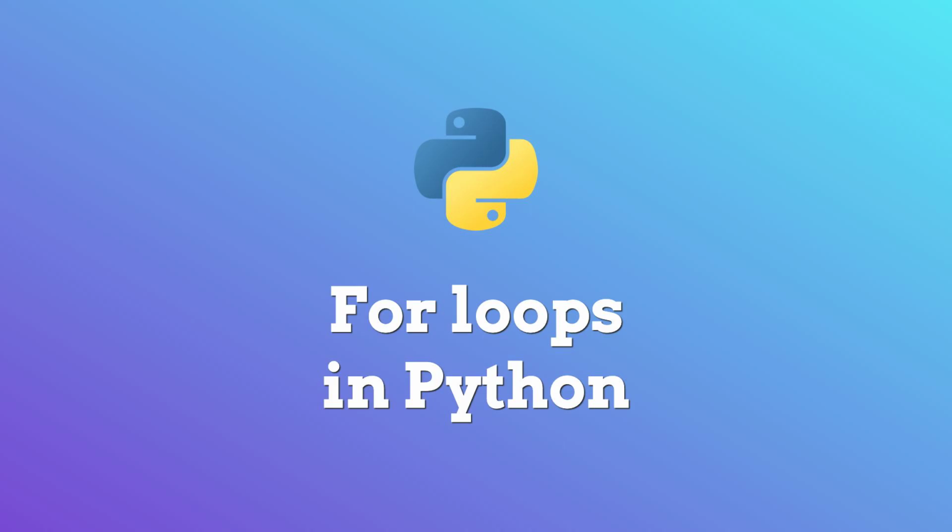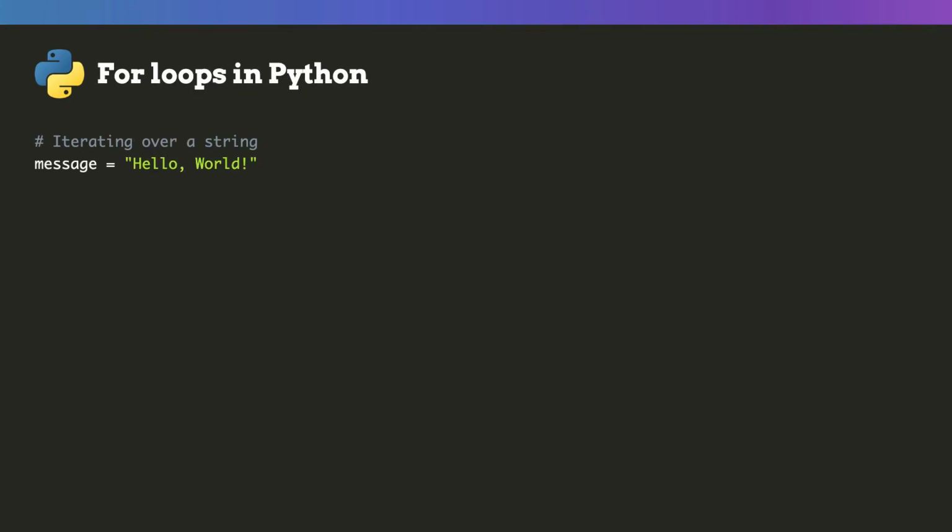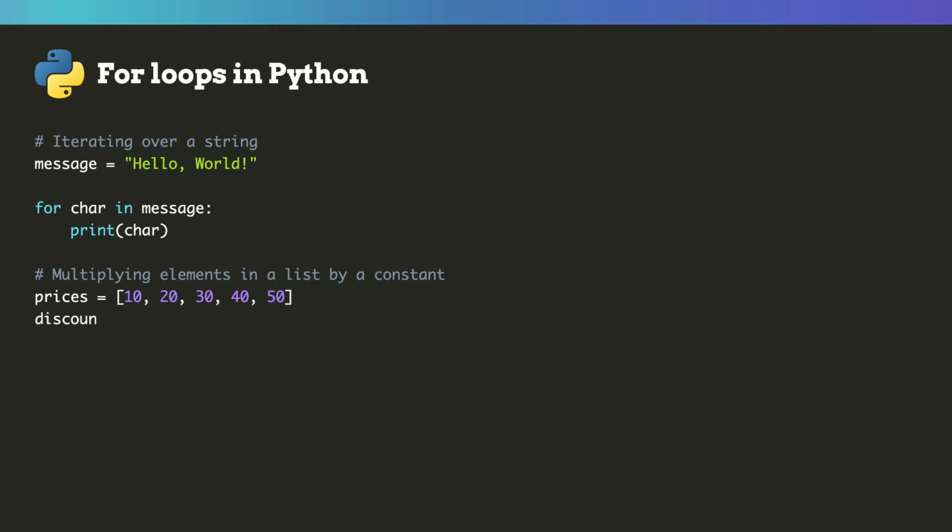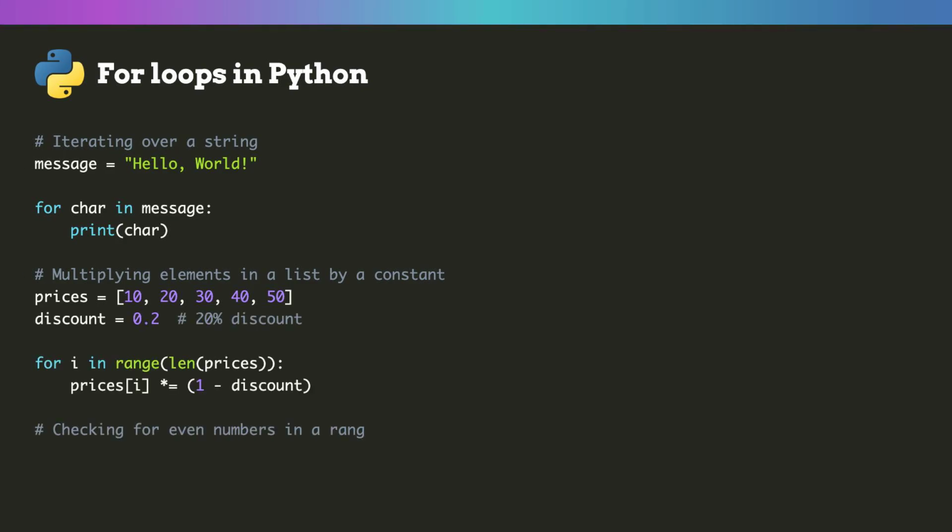For loops in Python. A for loop allows us to repeat a block of code multiple times. It saves us from having to write similar code again and again.